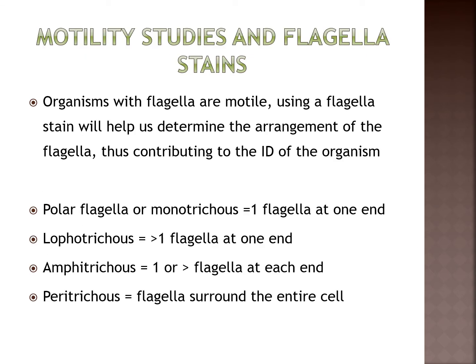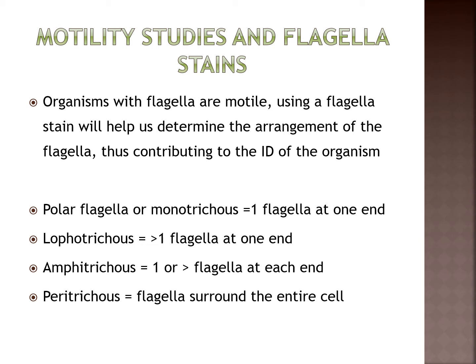Now, it might be important to understand what type of flagella each one of our organisms have. So organisms with flagella are motile, and we can use a flagella stain. We did not do the flagella stain in micro because the flagella tend to fall off and you need greater magnification to see them, but I want to talk a little bit about the flagella arrangement on certain organisms. Okay? Polar flagella is also known as monotrichous, where you have one flagella at one end. Lophotrichous is when you have more than one flagella at one end. Amphitrichous is when you have one or more flagella at each end. And peritrichous is when you have flagella that surround the entire cell.